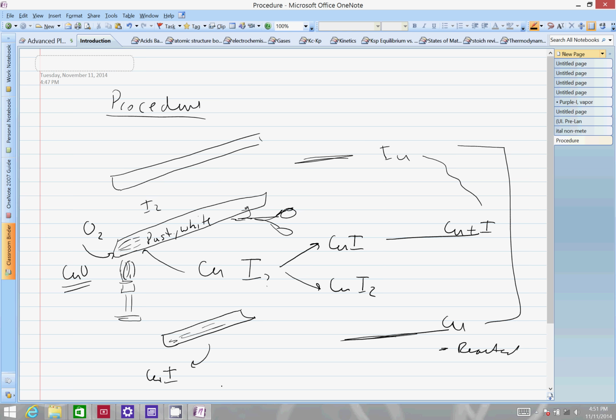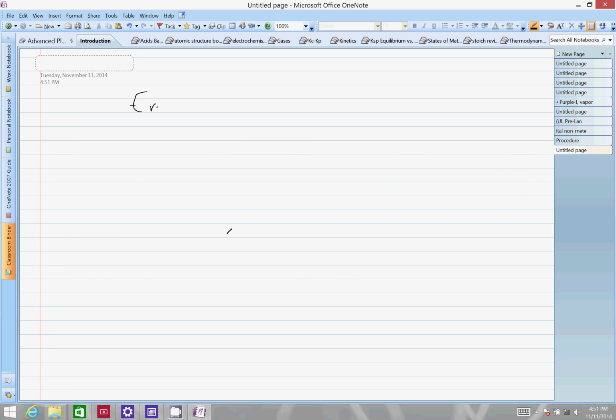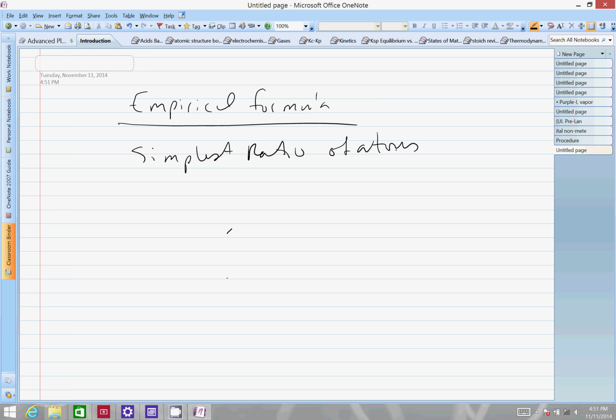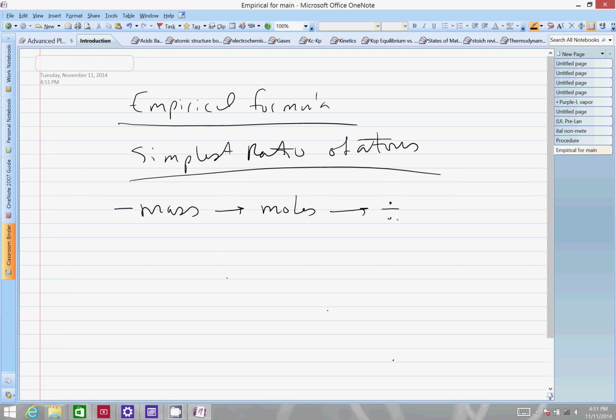Our overall goal is to figure out the empirical formula. Empirical formula is the simplest ratio of atoms. We have done this in a number of ways, but in some sense, you should be aware of the fact that we're starting with a mass, and we want to get to moles. And once we have moles, we want to simply get our simplest ratio, which will divide by the smallest one, and that will give us, for every 1 copper, we should get either 1 iodine, or for every 1 copper, we should get 2 iodines. That's our only options.